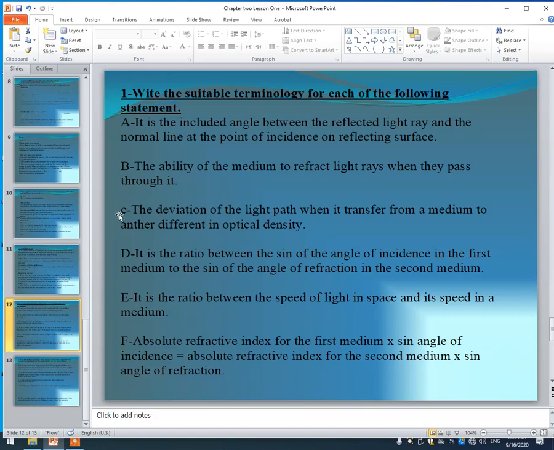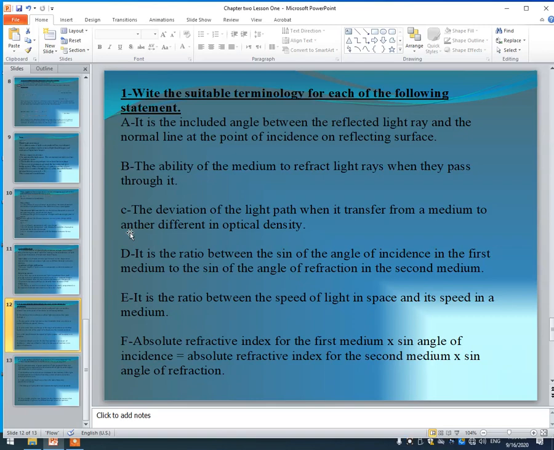Number C, the deviation of the light path. Deviation means the change of the light path when it transfers from one medium to another, different in optical density. What is the meaning of change of the direction of the light between two media different in optical density? Yes, it's the light refraction.